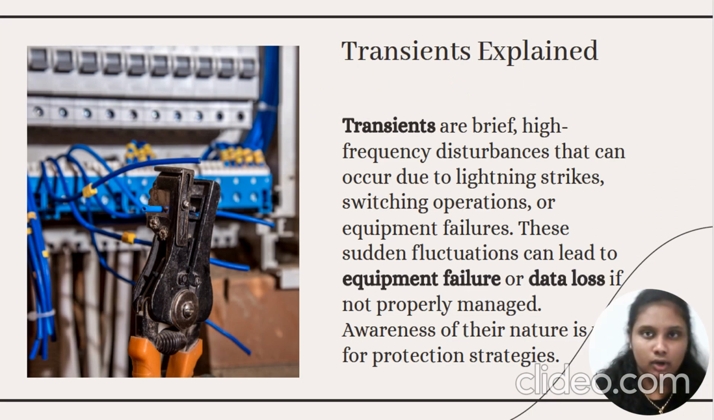So let's talk about transients. Transients are brief, high-frequency disturbances that can occur due to lightning strikes, switching operations, or equipment failures. These sudden fluctuations can lead to equipment failure or data loss if not properly managed. Awareness of their nature is essential for protection strategies.